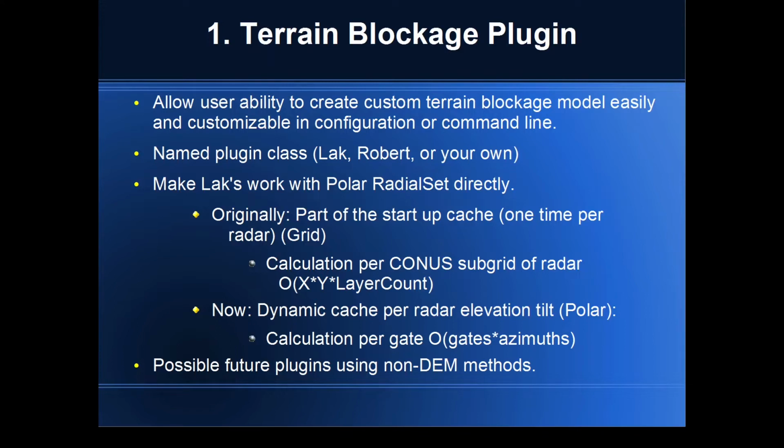This is a very minor cost in RAM since we add a single 8-bit value per gate for radial sets we are caching anyway, but we could fully normalize a radial set and cache by elevation angle if this ever became an issue. Currently, we still use a DEM file to do simple terrain-based blockages. However, having a plugin here allows the possibility of experimenting with non-DEM methods in the future.